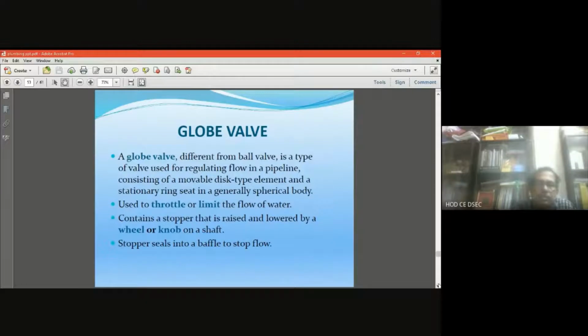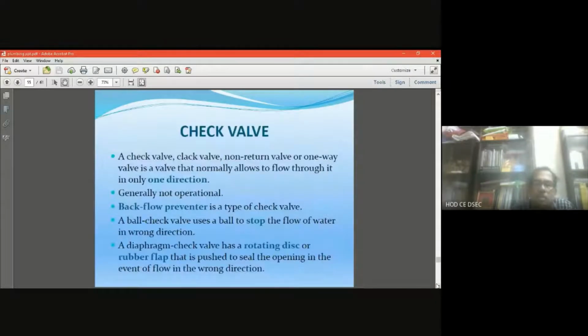Now, the check valve. Check valve is also called the non-return valve. This is a very important valve, and objective questions come from it in competitive service exams. It controls flow in a unidirection. Reverse flow is not possible because this valve controls the flow in one direction, so it is called the non-return valve.